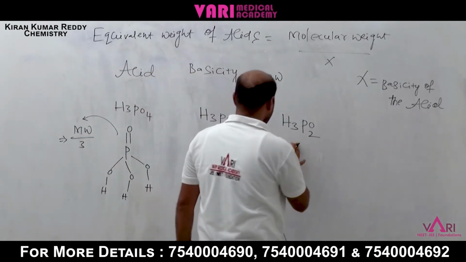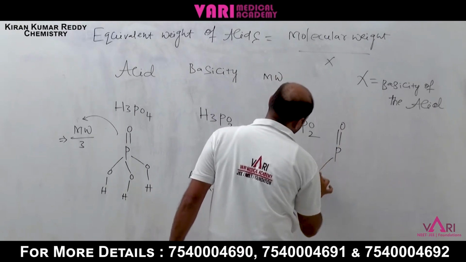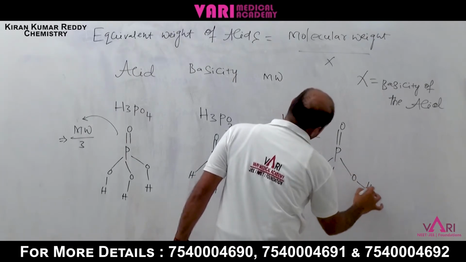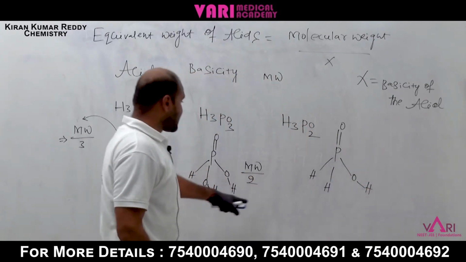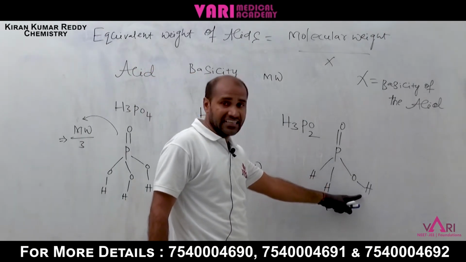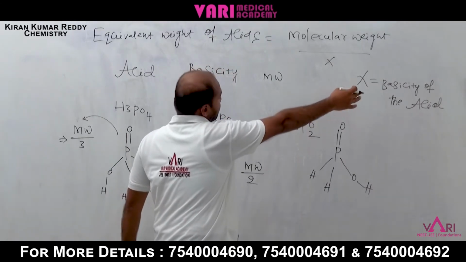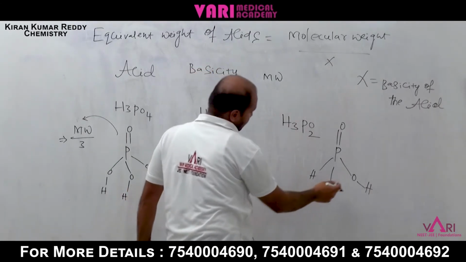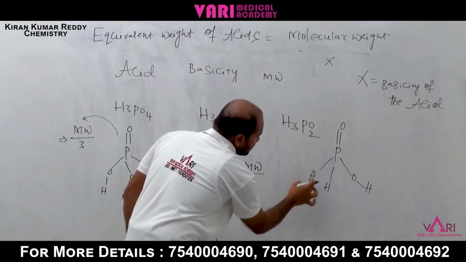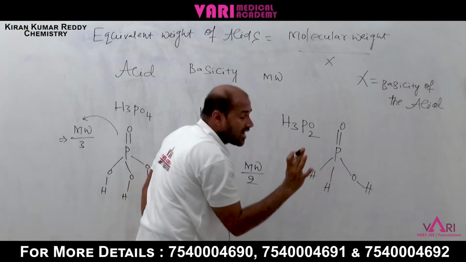Here also, what is the structure of this one? P double bond O, here one hydrogen, here one other hydrogen, here is OH. In this oxy acid structure, the number of hydrogens joined with oxygen is equal to the valency, that is the basicity of the acid. How many hydrogens are joined? This one is attached directly to phosphorus, this one is attached to oxygen.